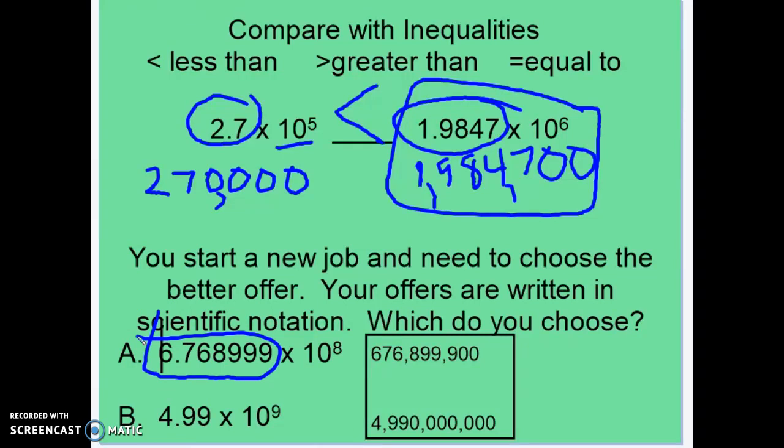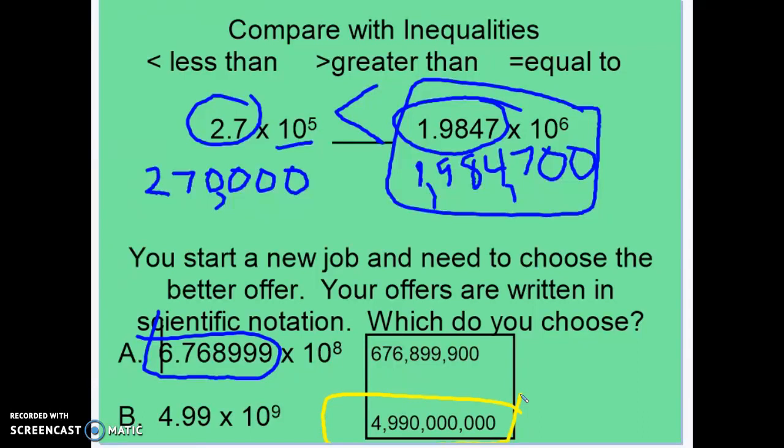But when you write this in scientific notation, what this is really saying is, okay, you can have $676,899,900, or you can make almost $4,990,000,000. Which one's more money? Well, now that you've written them both in scientific notation, you can clearly see that this is a lot more money. So I would hope that that's what you would choose.